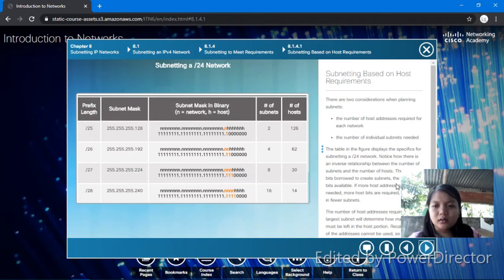Subnetting based on host requirements. There are two considerations when planning subnets: the number of host addresses required for each network, and the number of individual subnets needed. Just like this one, they borrow 1 bit, so 2 raised to 1 is 2, then 2 raised to 2 is 4, 2 raised to 3 is 8, and 2 raised to 4 is 16.